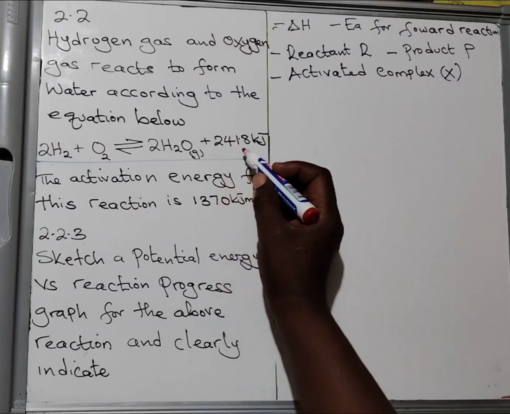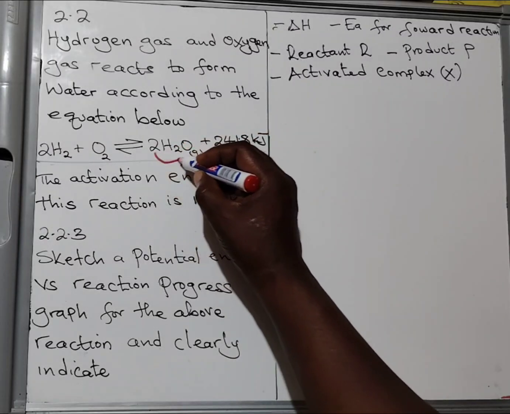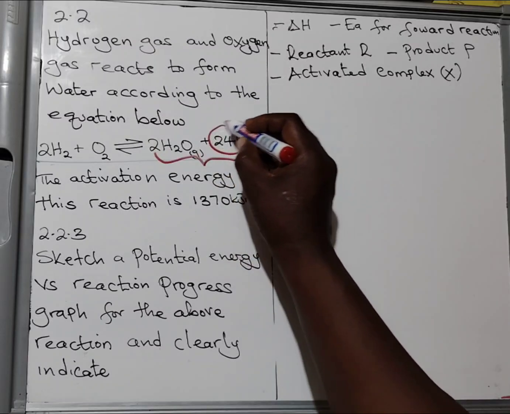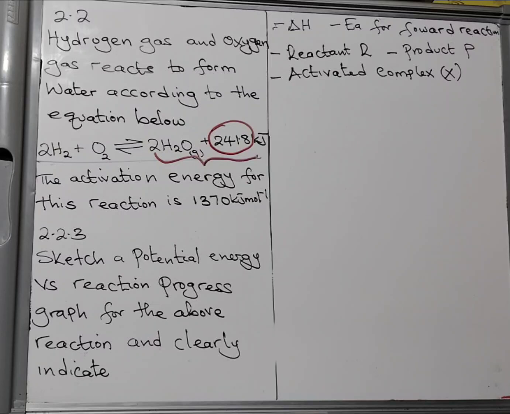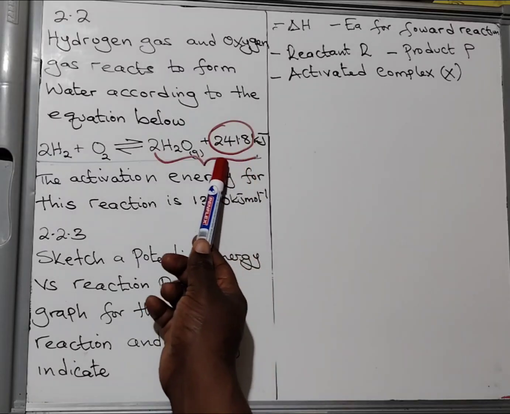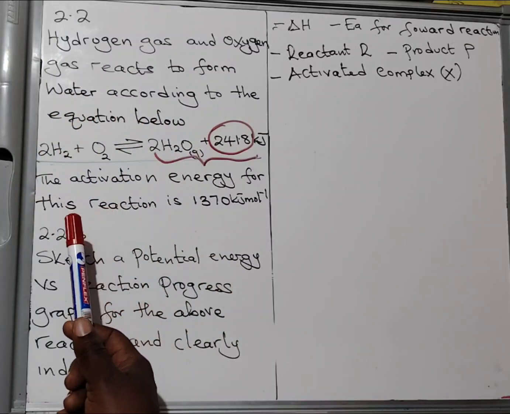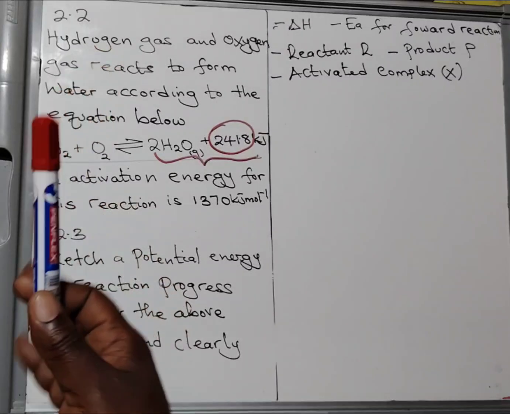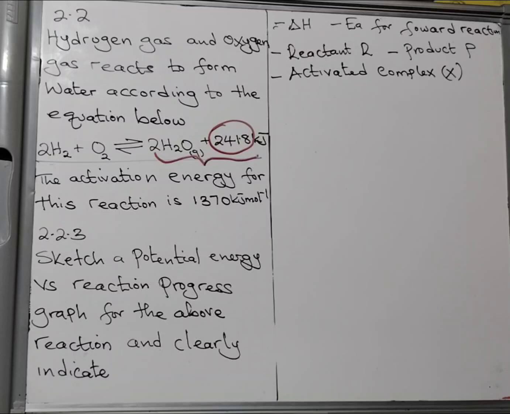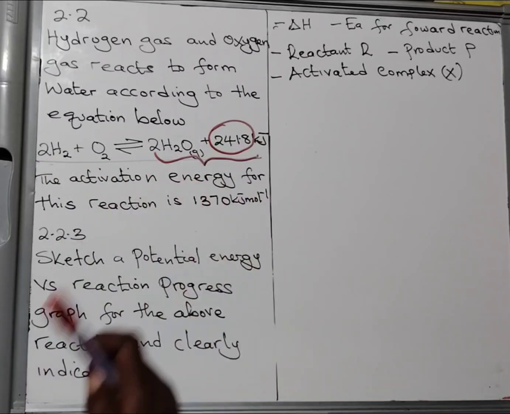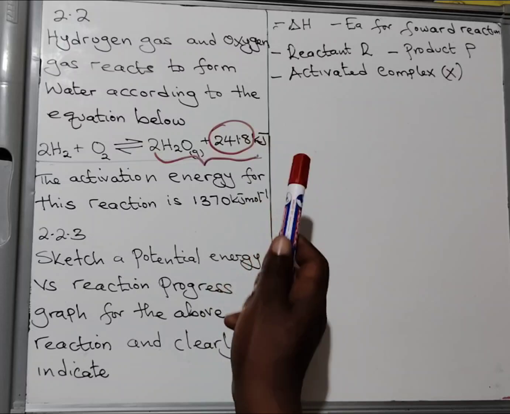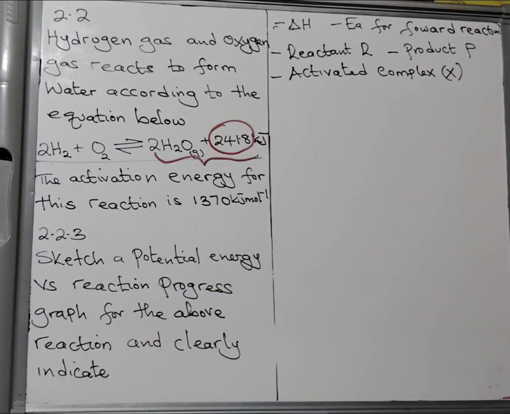Now, when you see this energy on this side, what side? The product side. It means that energy is given out. And the reaction which leads to evolution of energy or giving out of energy is exothermic. Now, if energy was on the reactant side, it means that energy is absorbed. And a reaction which proceeds with absorption of energy is endothermic. So what type of reaction is this one? The reaction is exothermic. So we are going to sketch the graph for an exothermic reaction.